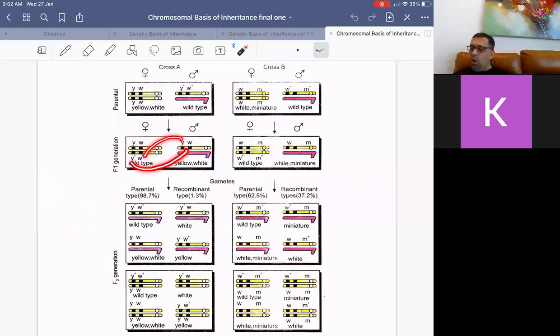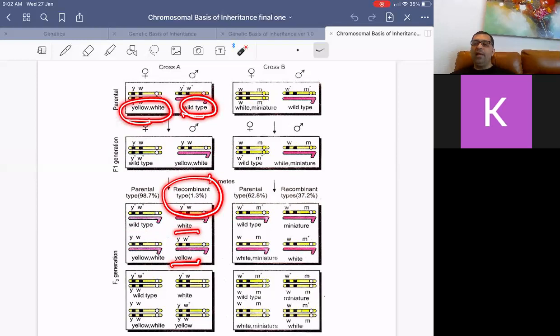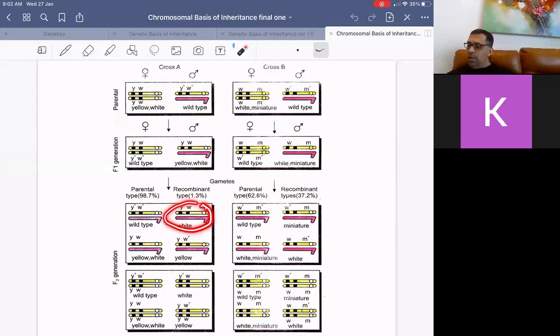So, what will we get in the next generation? Y plus and W, usme Y plus to dominant ho gaya, so W se ban gaya white. And Y and W plus, to usse ban gaya yellow. So you got wild type, you got yellow white, and you got white and yellow. So white and yellow are recombinants. Original kya tha? Wild and yellow white. Yellow white and wild were parental. And now you got recombinant, white recombinant hua, yellow recombinant hua.